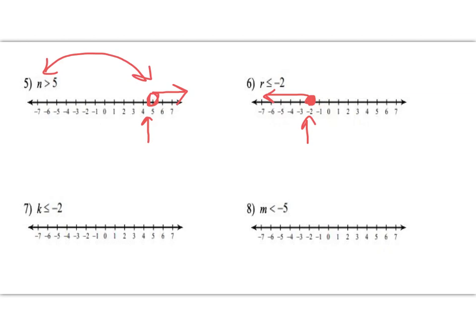K is less than or equal to -2. Same exact problem with a different variable. I'm going to put a closed circle on -2 and an arrow pointing to the left. M is less than -5, so I'm going to find -5. It says less than, not less than or equal to, which means it's an open circle and an arrow pointing to the left.